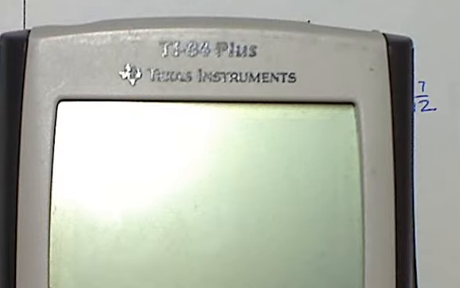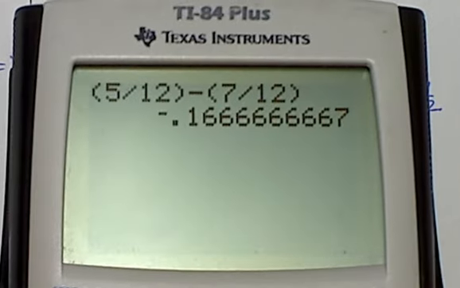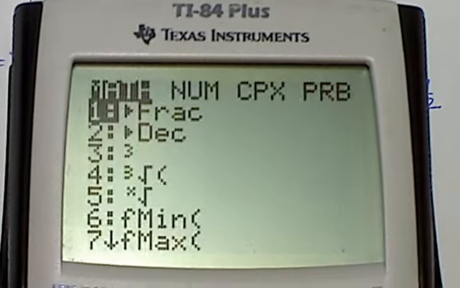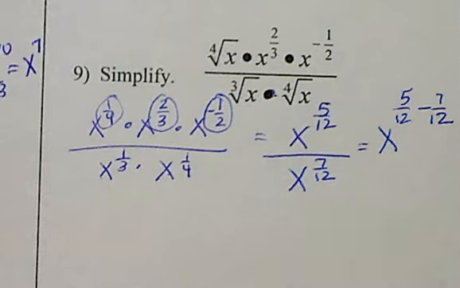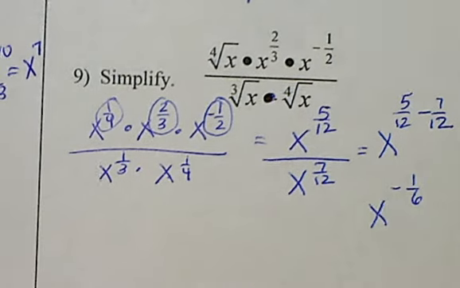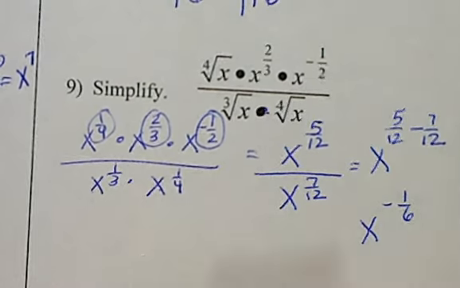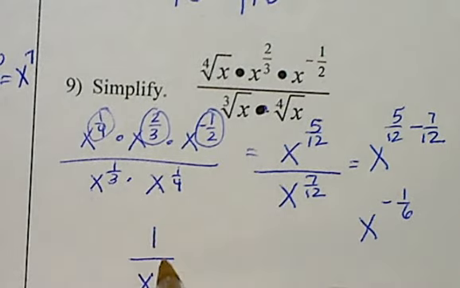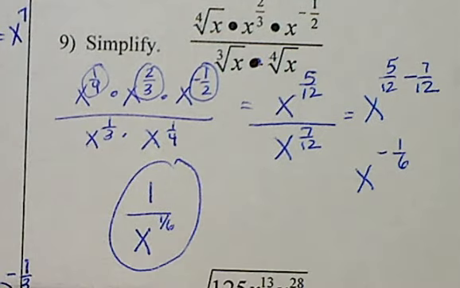5 divided by 12, subtract 7 divided by 12. Okay, then turn it back into a fraction by hitting math, fraction, enter, enter. So x raised to the negative 1/6. That is correct, but ideally we don't want to write a final answer with a negative exponent. So I'm going to write 1 over x to the 1/6. Next, I'm going to skip 10 and come back to it in the next video.